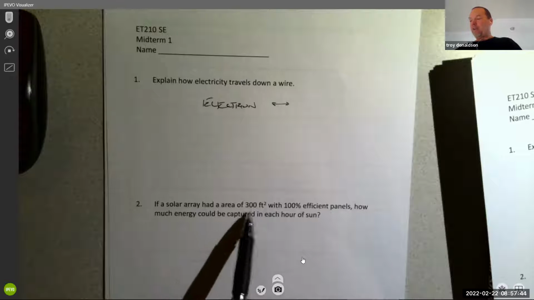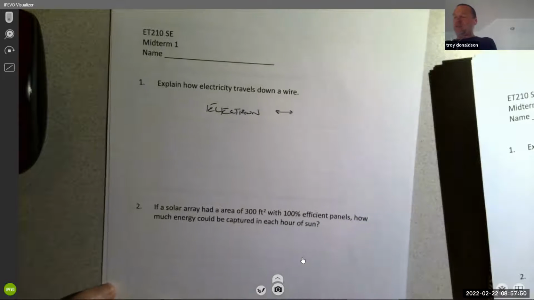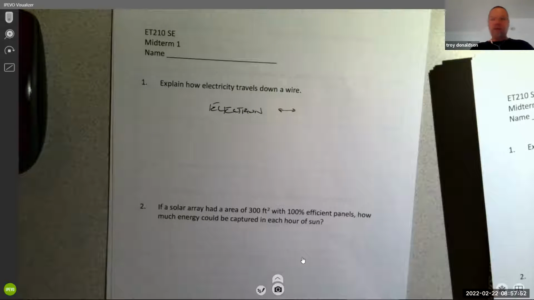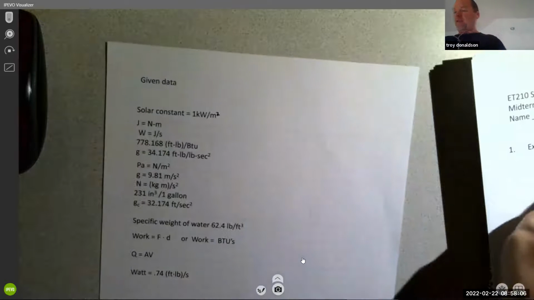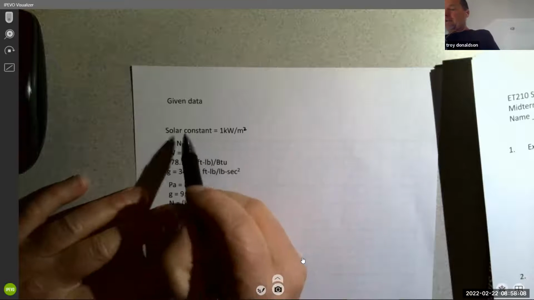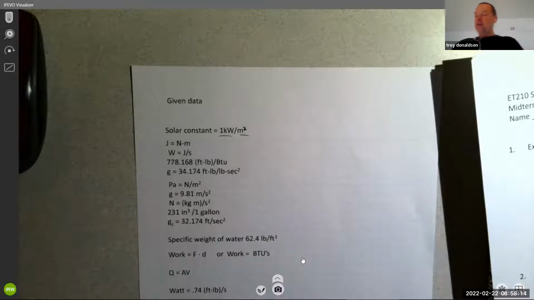If a solar array had an area of 300 square feet, with 100% efficient panels, how much energy would be captured in 1 hour? I was hoping you'd look up the constant that we talked about, how much energy comes to our surface. In the back, I did give you some data so you wouldn't have to look everything up, but I did screw up the unit on that, which some of you pointed out, which I thought was great. The solar constant is 1 kilowatt per meter squared, not per meter cubed. Sorry about that. But that doesn't really help us because it's meters squared and I gave you feet squared.